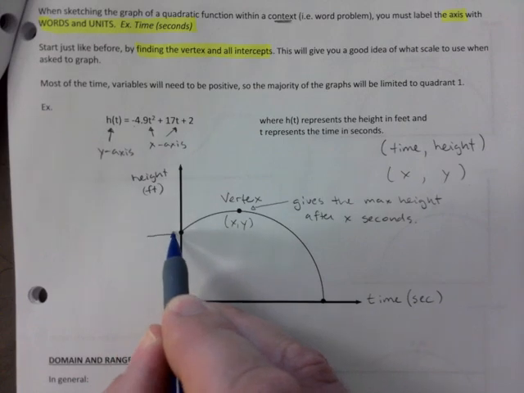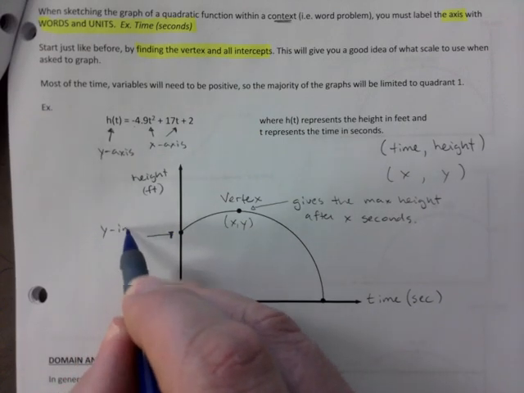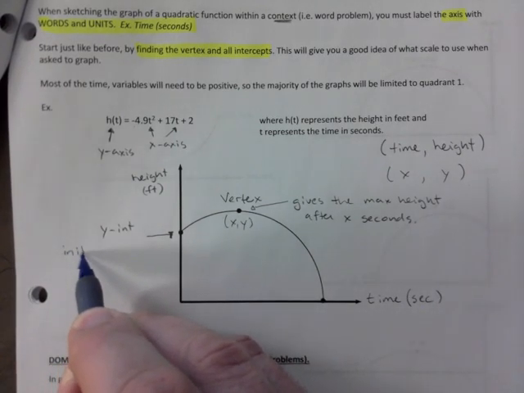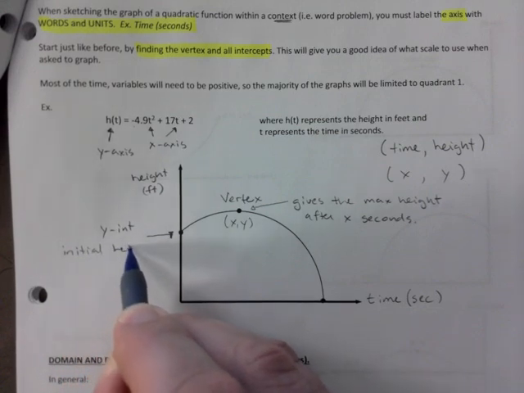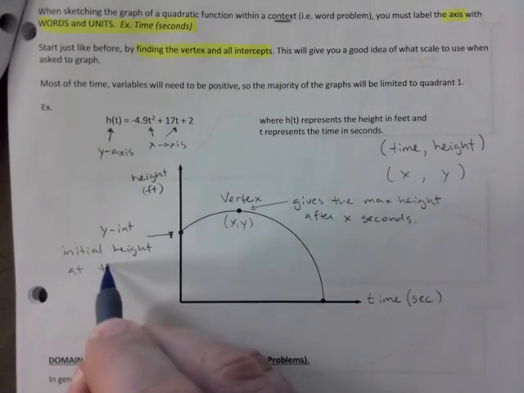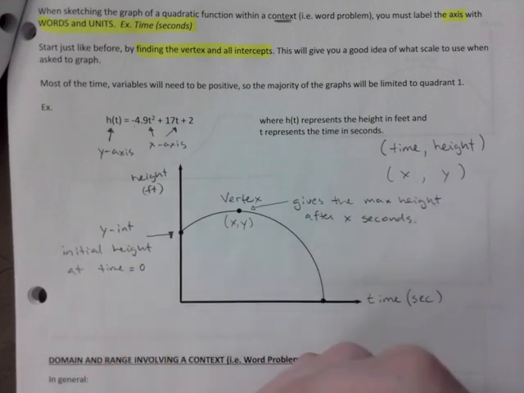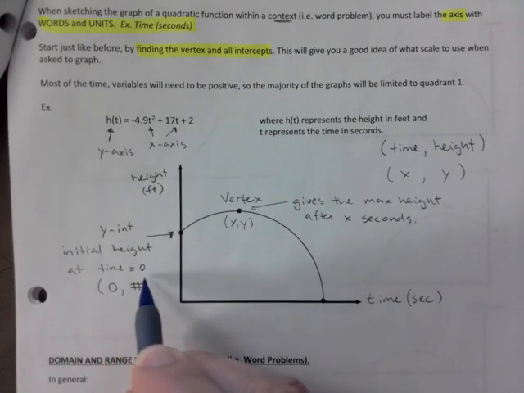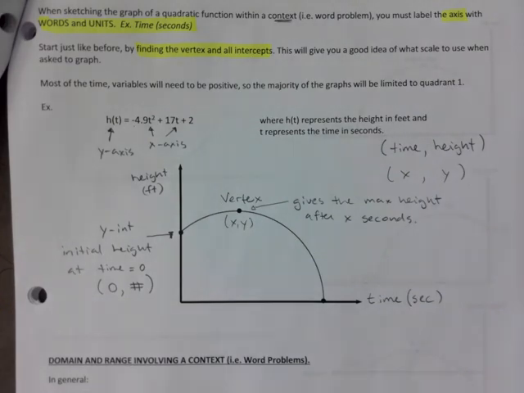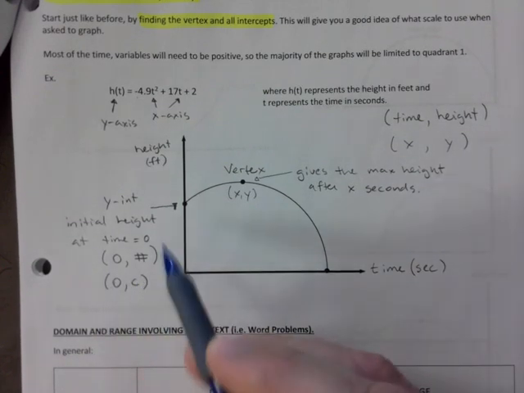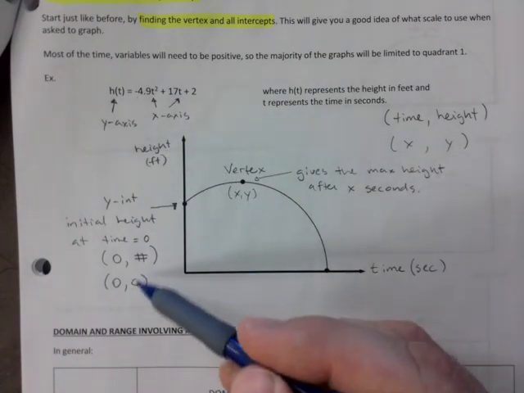This one over here is what we call the y-intercept, but it's known as the initial height, the height at time equal to 0. So this is always going to be 0 followed by a number. If it's in general form, it'd be 0, c. Whatever that last value is, it's the same thing.